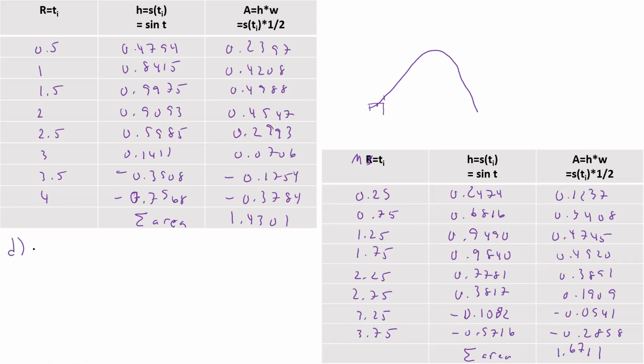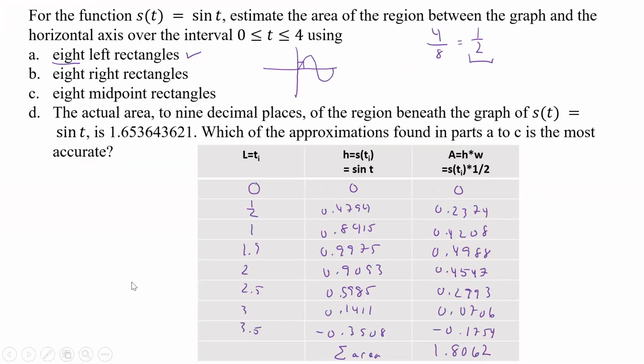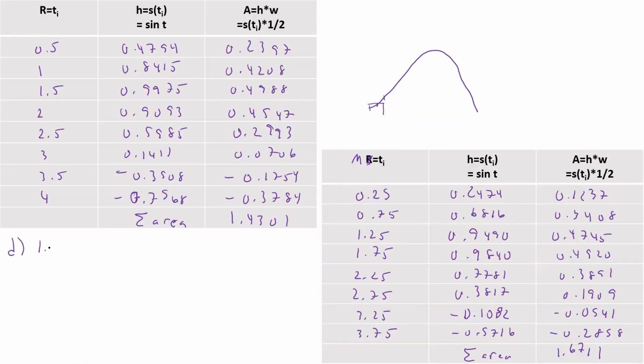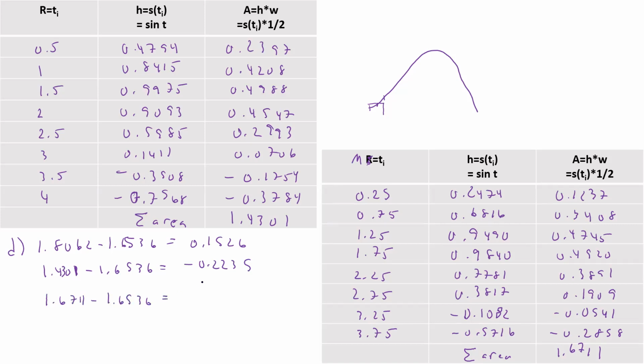So compare, what did we get on the first one? 1.8062 minus our 1.6536, we get 0.1526. That's how far off we were, just to 4 decimal places. And then for the right one, we have 1.4301 minus 1.6536. And here we get a negative 0.2235. And our last one, we got 1.6711 minus 1.6536. And so we had 0.0175. And guess what? That was the closest.